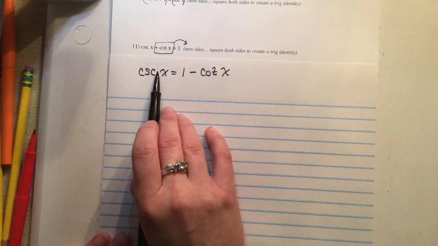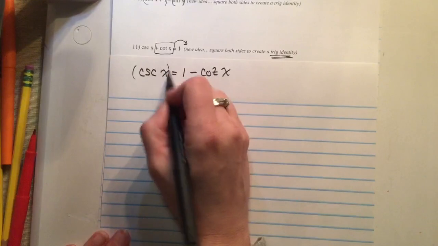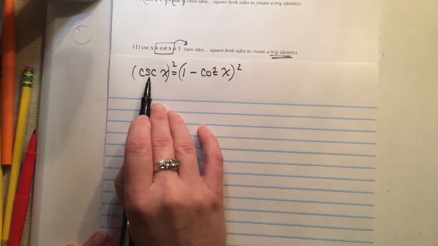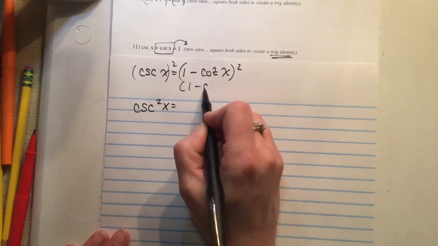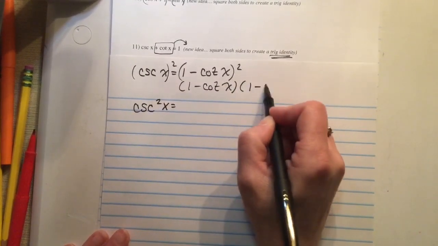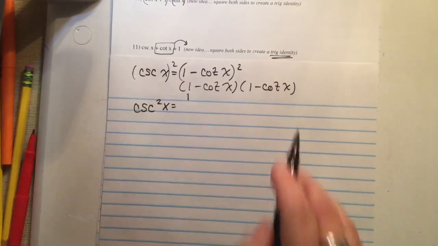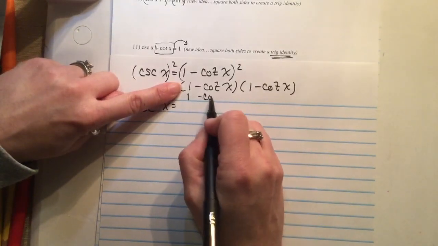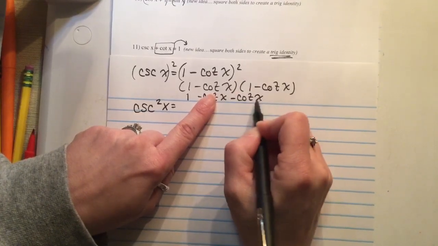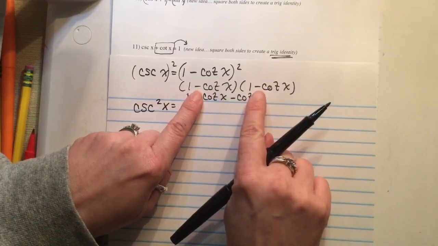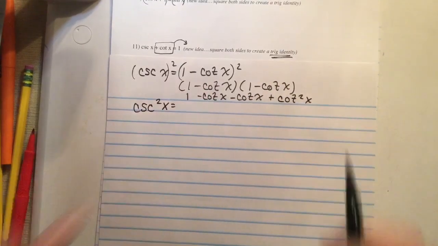Now, in order to create a power of 2 so that I could use one of those Pythagorean identities, you need to square. So if I square both sides, this becomes cosecant squared of x. This is 1 minus a cotangent of x, 2 times. So 1 times 1 is 1. 1 times a negative cotangent of x is a negative cotangent of x. Negative cotangent of x times 1 is a negative cotangent of x. Last, negative times a negative is a positive, so cotangent of x and a cotangent of x give me cotangent squared of x.